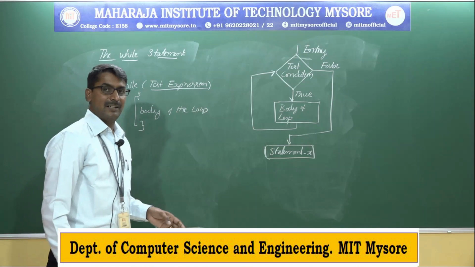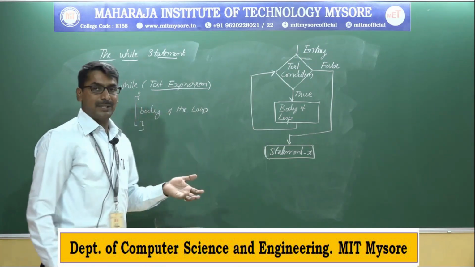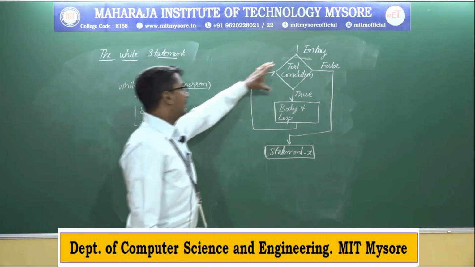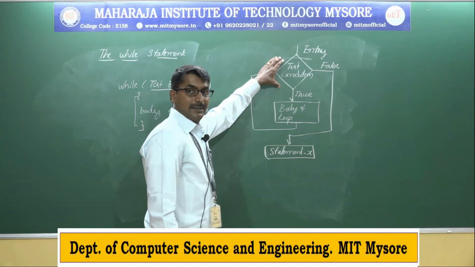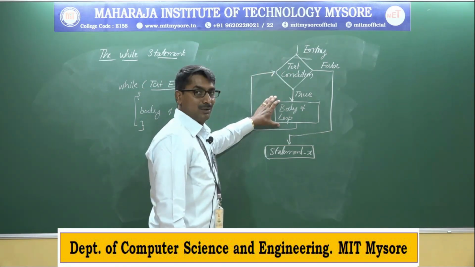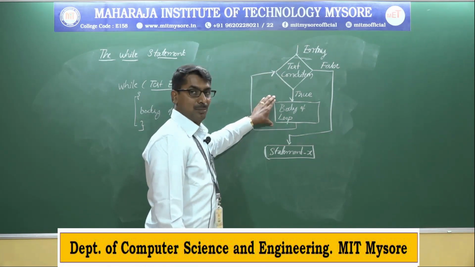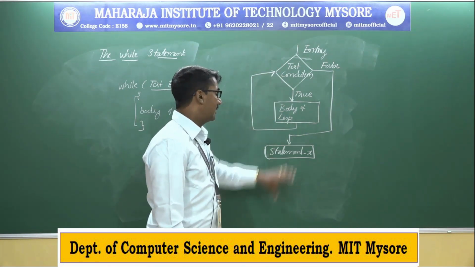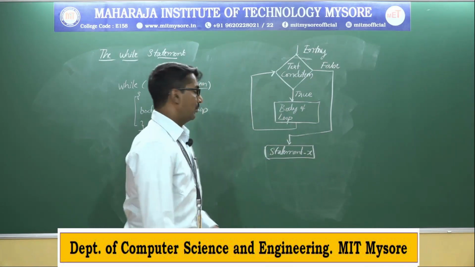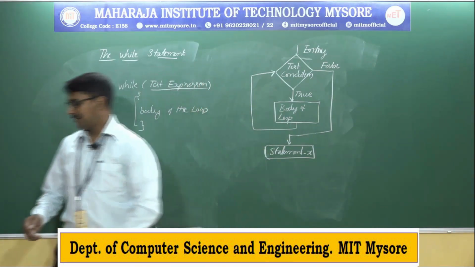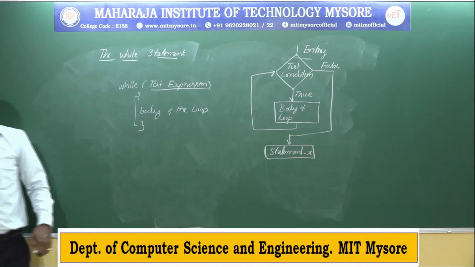Now I already mentioned that while loop is an entry control loop because the test condition is tested before executing the body of the loop. Only if the test condition is satisfied does it execute the body of the loop. If the condition is not satisfied, it will terminate from the looping statement. Now let's consider an example.